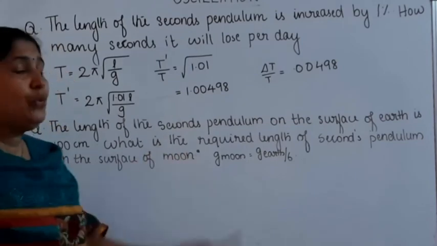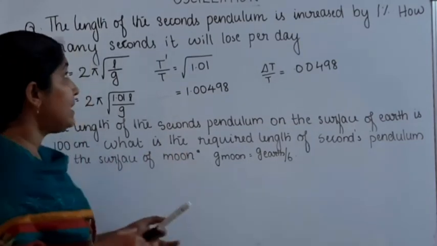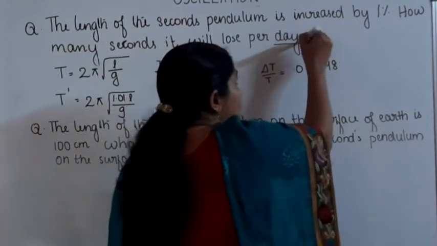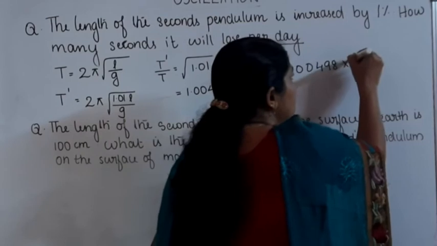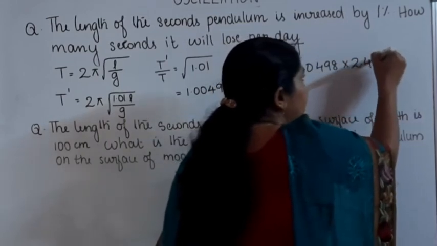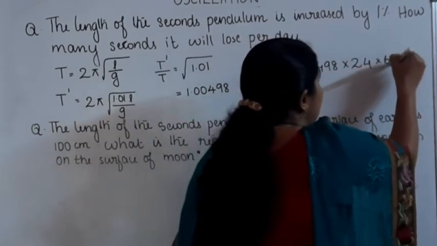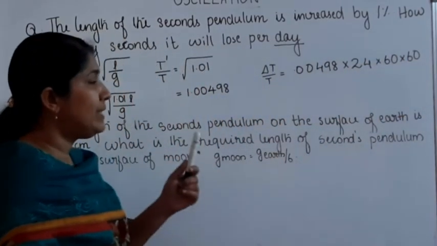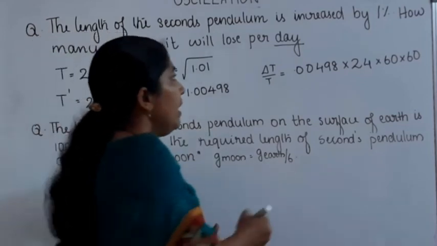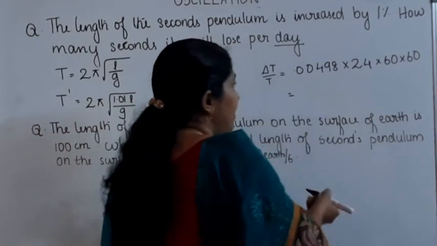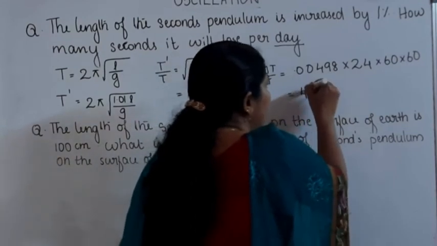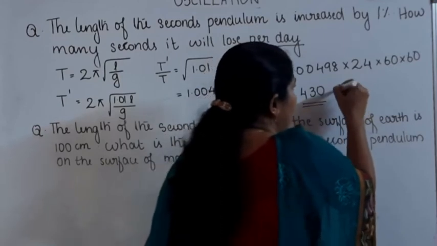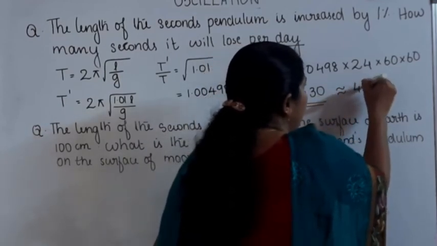Now we want to find out how many seconds it will lose per day. 1 day is equal to 24 hours. To convert it into seconds, we write 60 into 60. 24 hours is equal to 24 into 60 into 60 seconds. Then on solving this, it is around 430. Our answer is 432, that is approximately equal to 432.